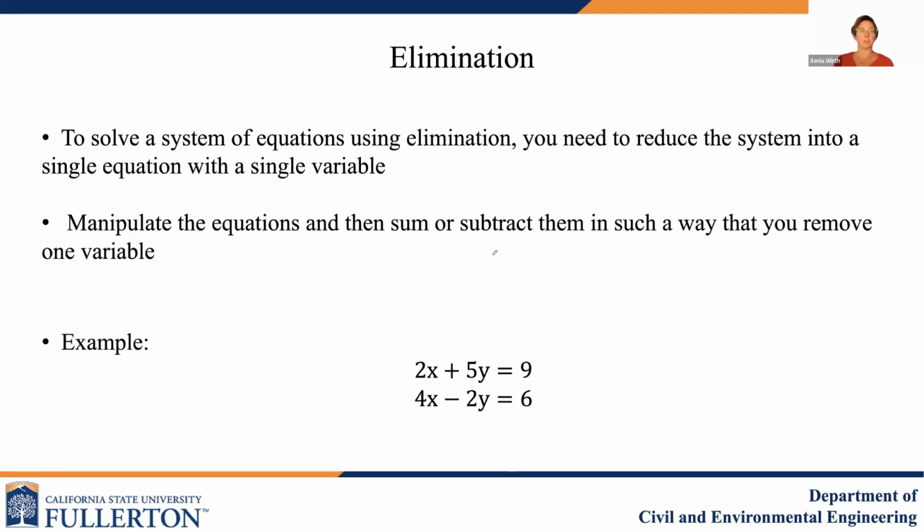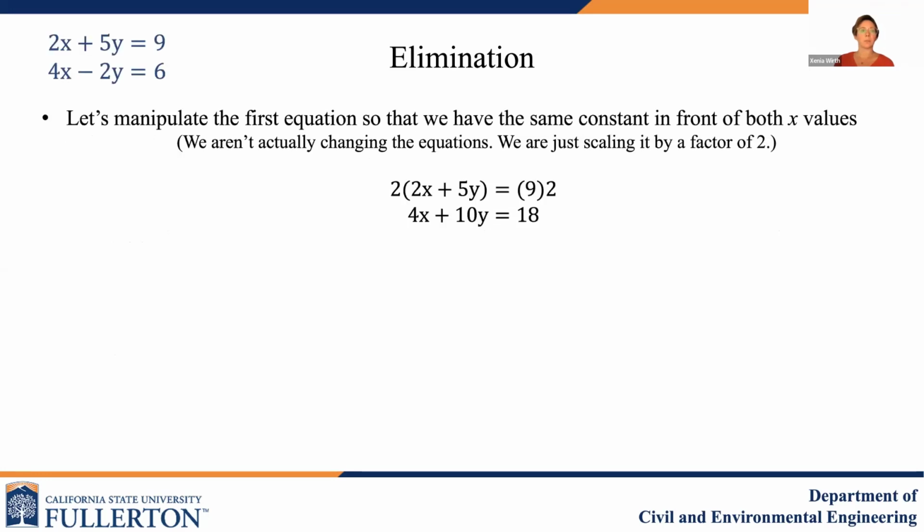For elimination, you need to reduce the system into a single equation with a single variable, kind of like substitution. However, in this case, you take both equations as a whole, and you manipulate the constants in front of the equations to either sum or subtract them in such a way that you remove one variable. We're going to start with the same system of equations here, two unknowns, two equations. And we're actually going to manipulate the first equation, so that we have the same constant in front of both x values.